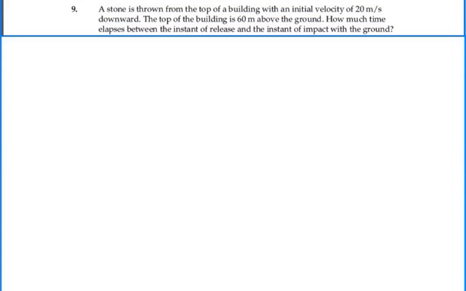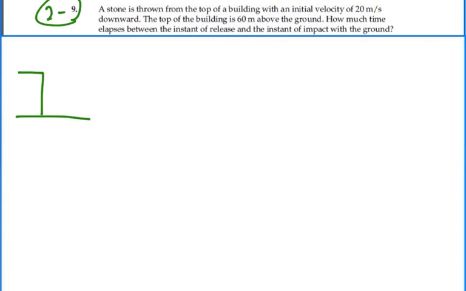Here's an alternate method of looking at problem 2.9. Let's look at the problem again. A stone is thrown from the top of a building with initial velocity of 20 meters per second downward. The top of the building is 60 meters above the ground. How much time elapses between the instant of release and the instant of impact with the ground?